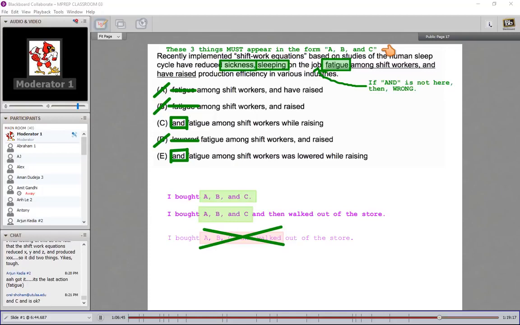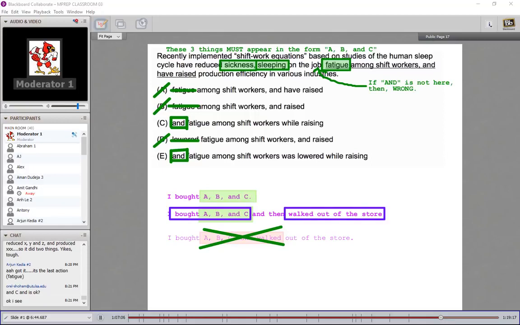So you should not be thinking of this as and, C, and, because those are parts of two completely different structures. You have one of your parallel structures, and this is the other one. You can't break this up like that because those are parts of two totally different things.